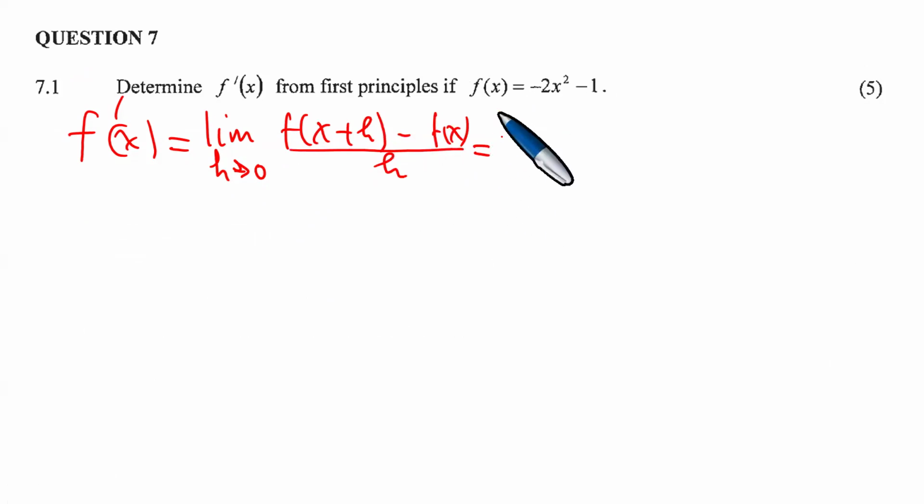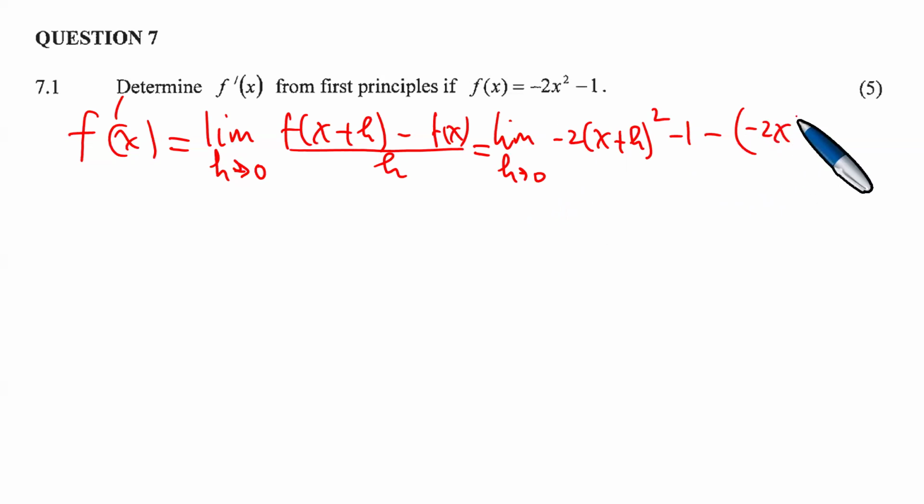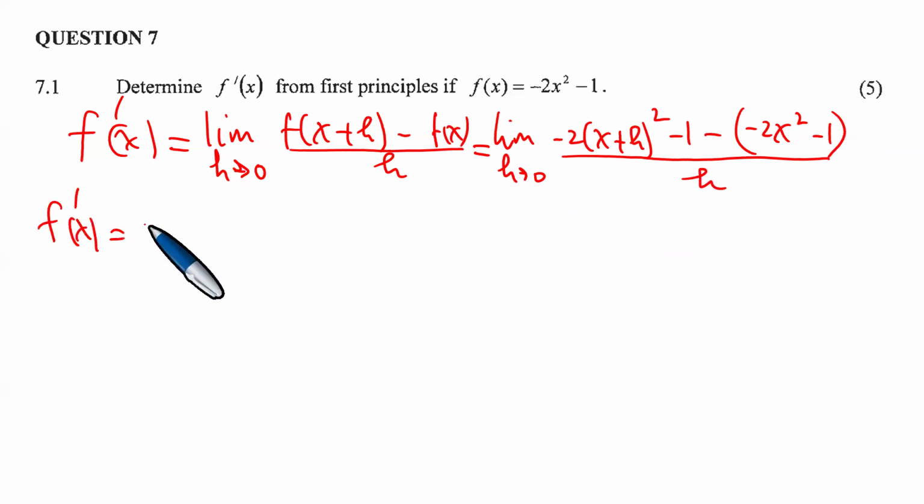We have an opportunity to explore these definitions very carefully. I have f of x plus h, which is minus 2 times x plus h squared minus 1, minus minus 2x squared minus 1, divided by h. So f prime of x is the limit as h tends to 0 of, now let us do expansions. If f of x is minus 2x squared minus 1, then f of x plus h is, in the place of x, we put x plus h, all squared minus 1.